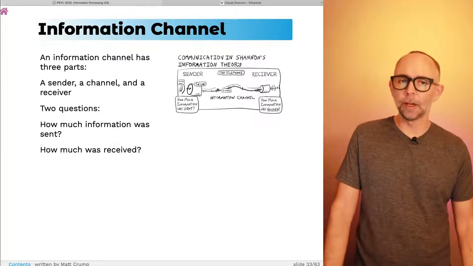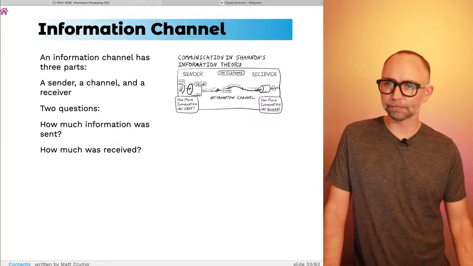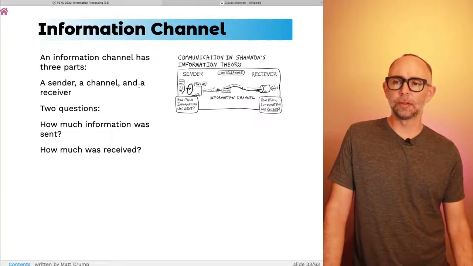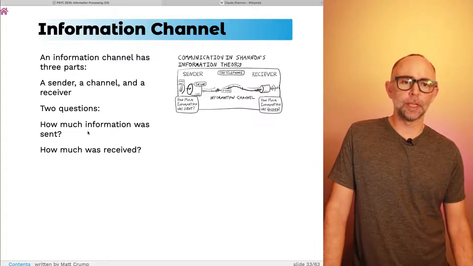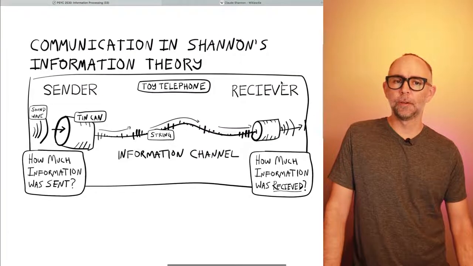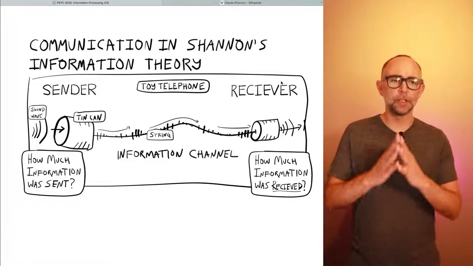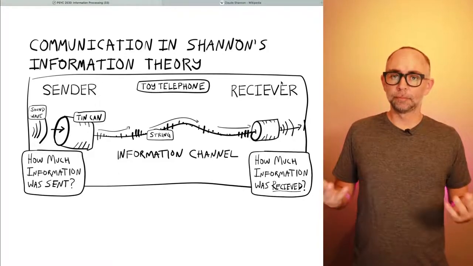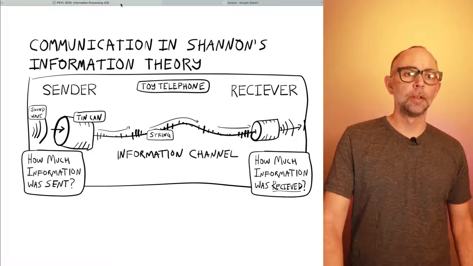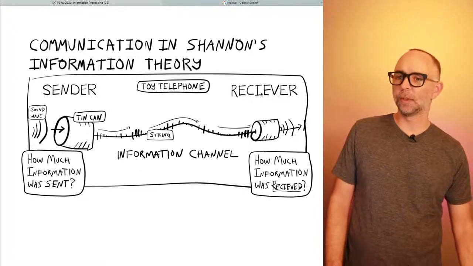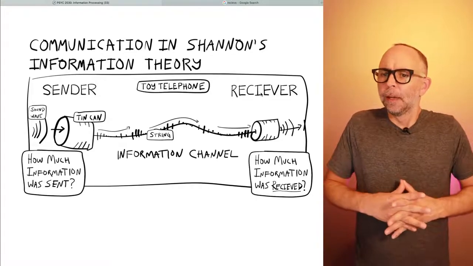We're going to talk about the concept of an information channel. So this channel concept has three parts: a sender, a channel, and a receiver. And there's two basic questions here. How much information was sent across the channel, and how much was received? So I drew this little cartoon that we can talk about here. It's a very generic system to describe any type of communication network. And I have to apologize for misspelling receiver. I always switch these ones up. So anyways, here's the idea.